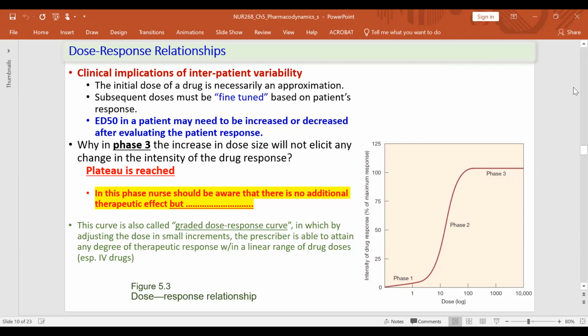So this is what is called a graded dose response relationship. This is a graphical visualization of the differences in responses to medications in a single patient, obtained by observing and measuring the patient's response at different doses of the drug.